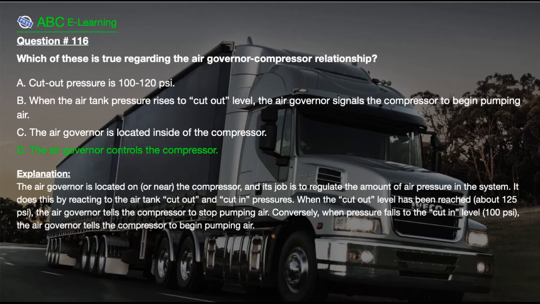The correct answer is here, D. The air governor controls the compressor. Explanation. The air governor is located on, or near, the compressor, and its job is to regulate the amount of air pressure in the system. It does this by reacting to the air tank cutout and cut-in pressures. When the cutout level has been reached, about 125 PSI, the air governor tells the compressor to stop pumping air. Conversely, when pressure falls to the cut-in level, 100 PSI, the air governor tells the compressor to begin pumping air.